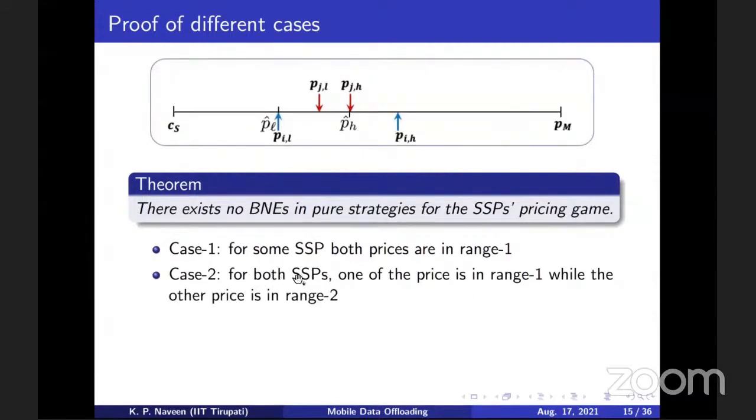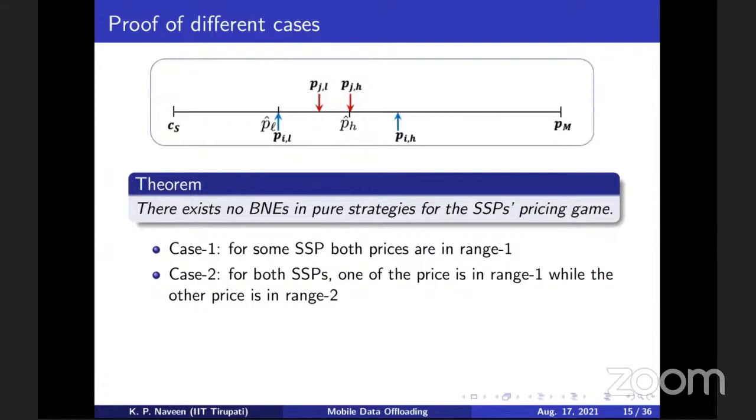So again, case 2 is for both SSPs, one of the prices is in range 1, while the other price is in range 2, right? That means for one of the SSPs, one of the prices is equal to the threshold, okay, and the other price is more than the threshold. So similarly for SSPJ, okay. So in this context, you can play around with these two other prices which are in range 1, and you can always show that there is a deviation possible.